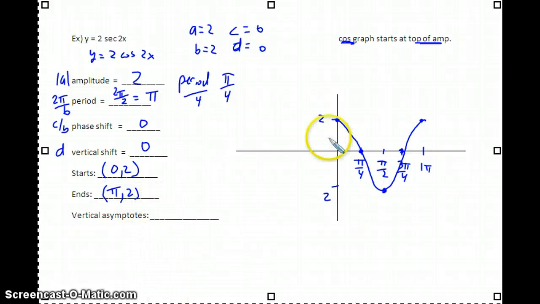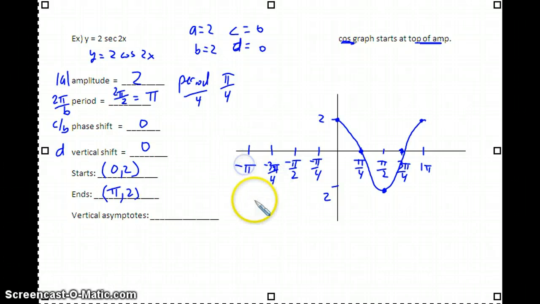To get my next period, I'm going to work backwards. So I'm going to start subtracting pi over 4. This would make negative pi over 4, negative pi over 2, negative 3 pi over 4, and then finally negative pi. So if I continue the pattern, it's going to look like this.